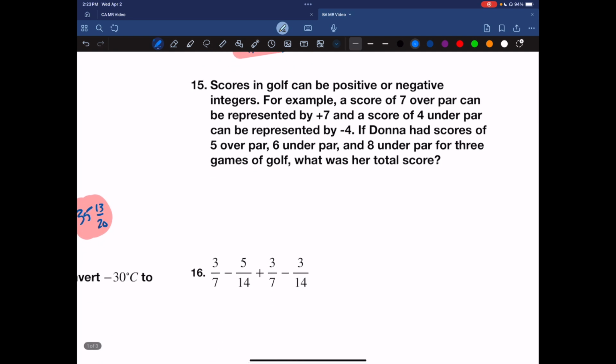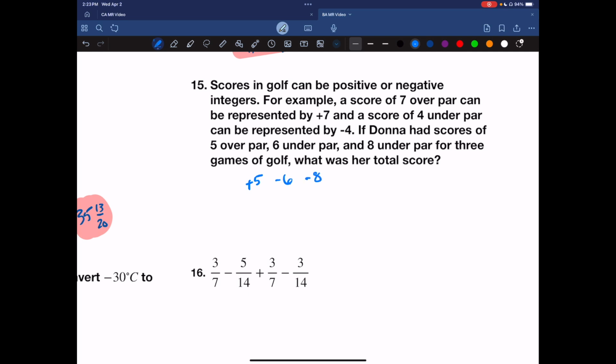All right, scores in golf can be positive or negative integers. For example, a score of 7 over par can be represented with plus 7. A score of 7 under par can be represented as minus 7. If Donna has a score of 5 over par, 6 under par, and 8 under par, for 3 games of golf, what is her total?